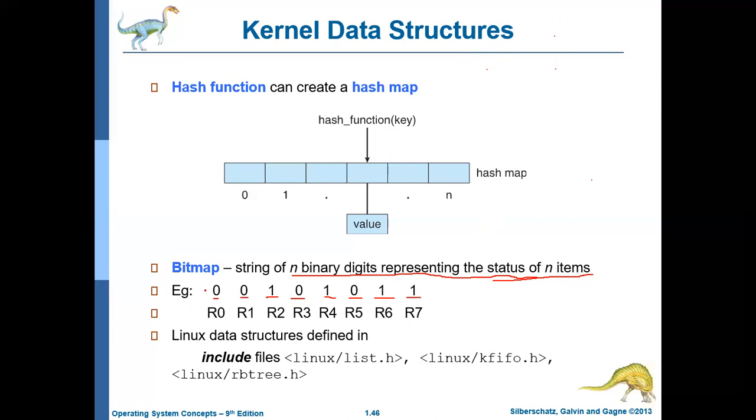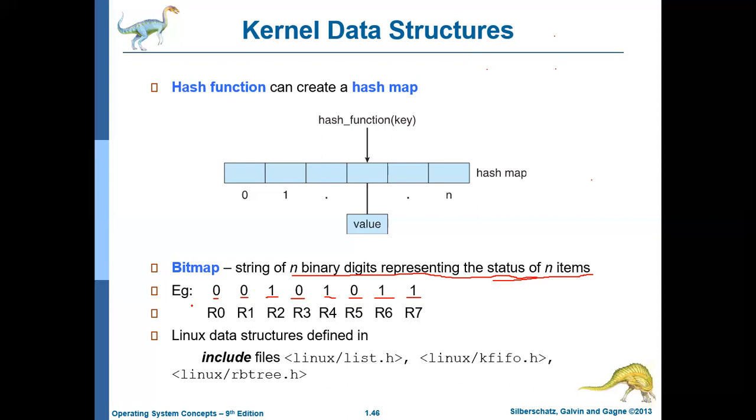The 0th bit refers to resource 0, the first bit refers to resource 1, the second bit refers to resource 2, and so on, up to the 7th bit referring to resource 7. Each of these resources may refer to some physical or logical resource. This may refer to memory, CPU, printer, scanner, some file, or some process, whatever it may be. This is a binary string, so each of these is a binary value, either 0 or 1.